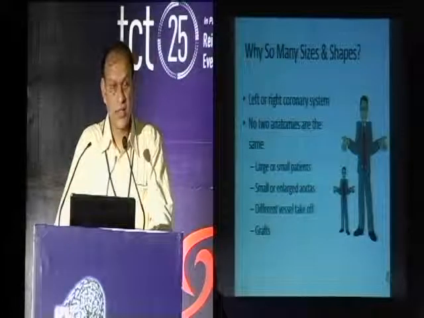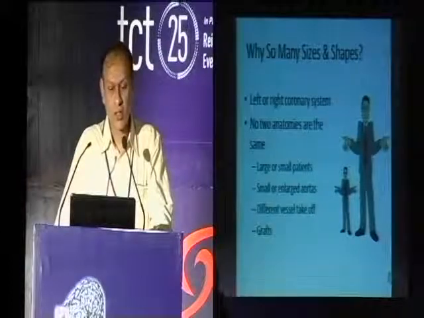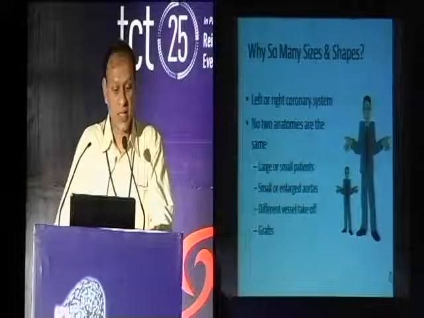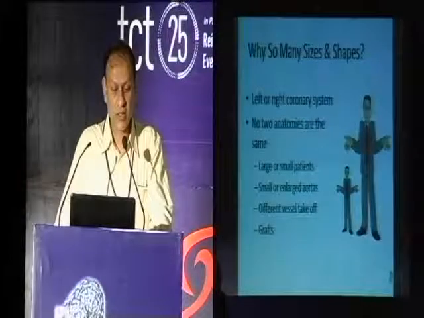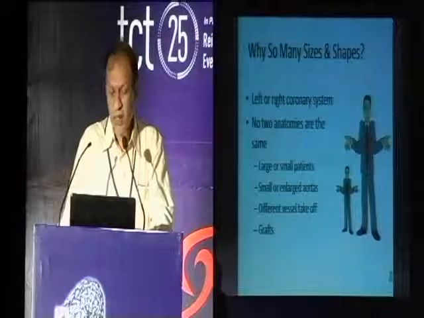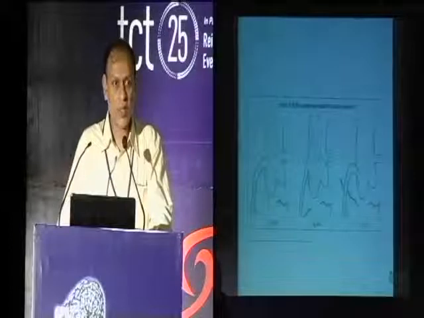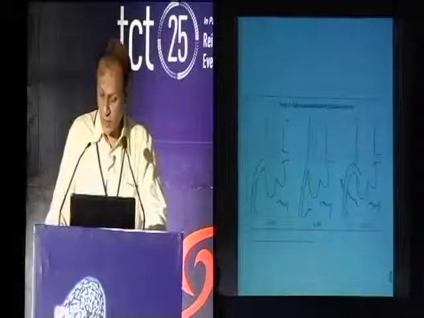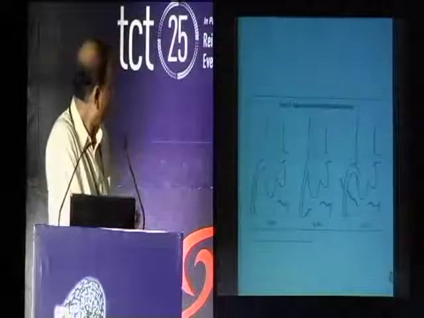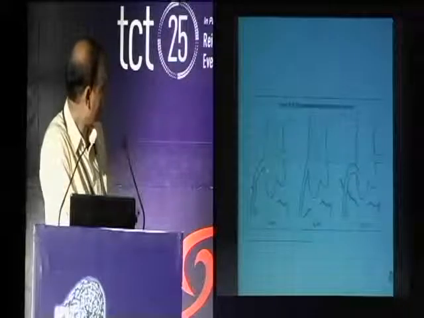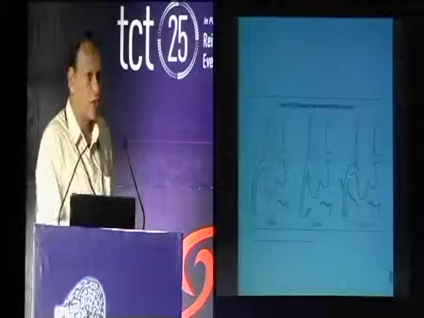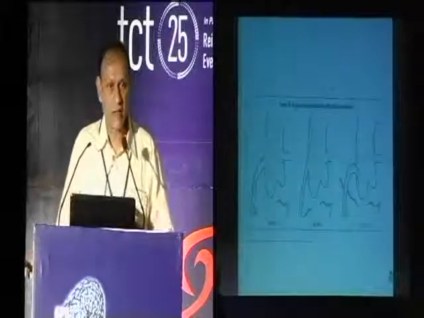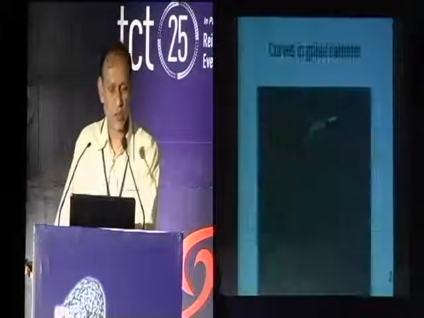Why do we need so many sizes and shapes, both for the left or the right system? No two anatomies are the same. You have large or small patients, you have small or enlarged aortas, you have different vessel takeoffs and sometimes the grafts. Here is an example from the right coronary artery wherein you have a horizontal takeoff of the right coronary artery, you have an inferior takeoff and you have a Shepherd-Crook takeoff. So these anatomies define which guiding catheter you would use in coronary artery.